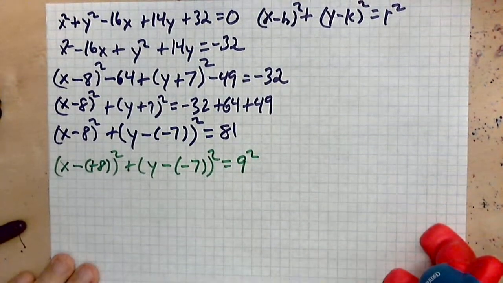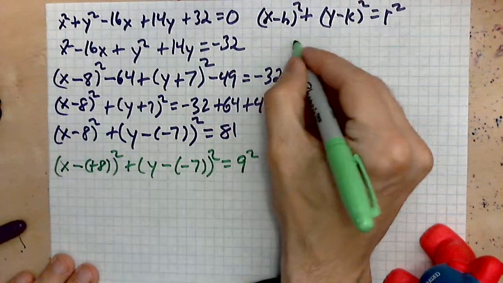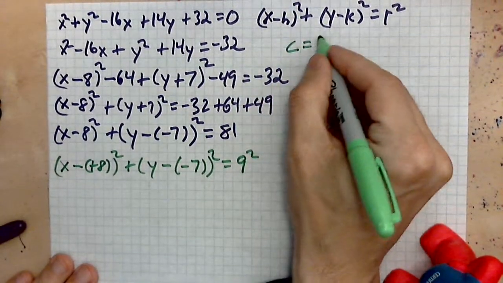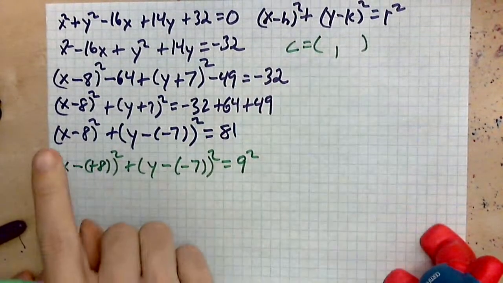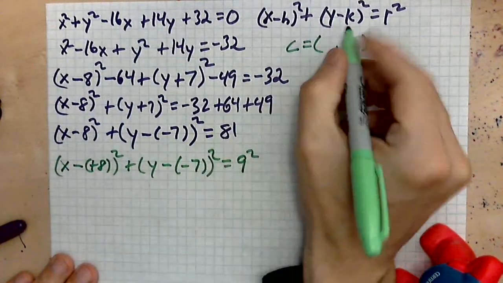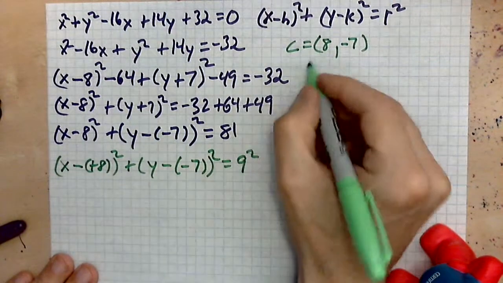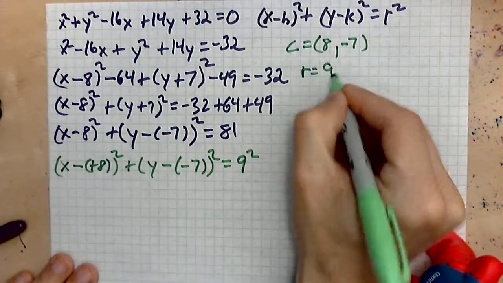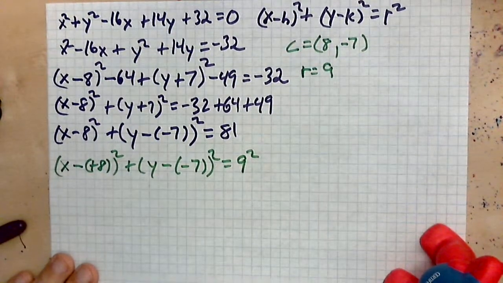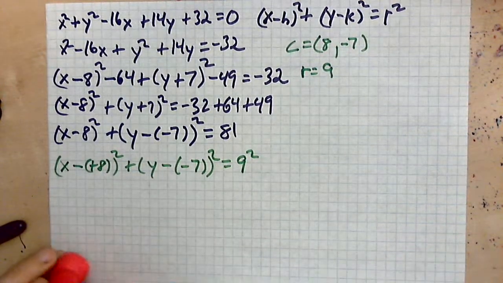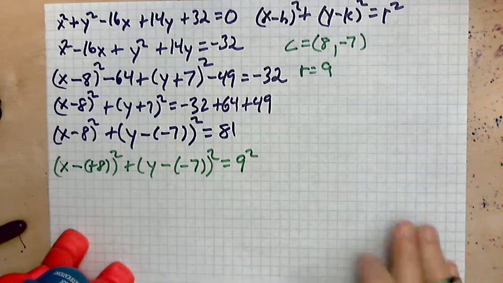So we can immediately write down the following key pieces of information. The center point of the circle is 8 positive and negative 7. And the radius of the circle is 9, like that. Okay, so with this information identified, of course, the next step is to graph the circle.